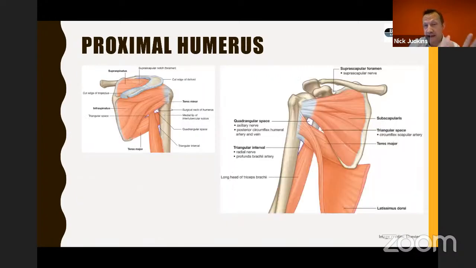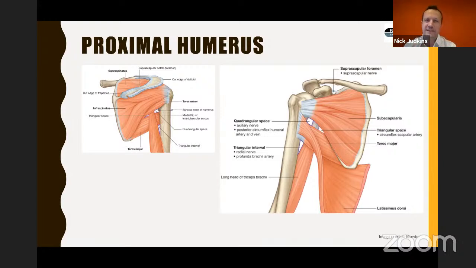And I've made that image small on the left so that we can focus on the image on the right now. The image here shows you from the anterior side, if that helps you orientate yourself, and shows us the same intervals and tells us what passes through them. So here now the triangular space isn't really clinically terribly relevant for us. I'd like to focus on the quadrangular space and the triangular interval.